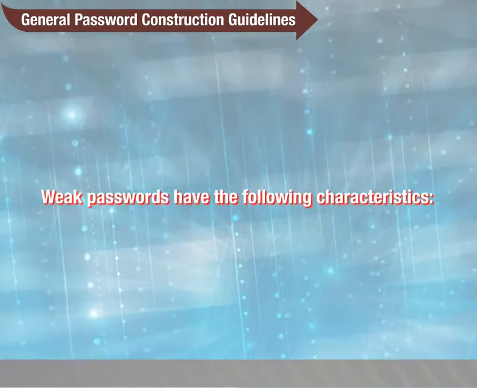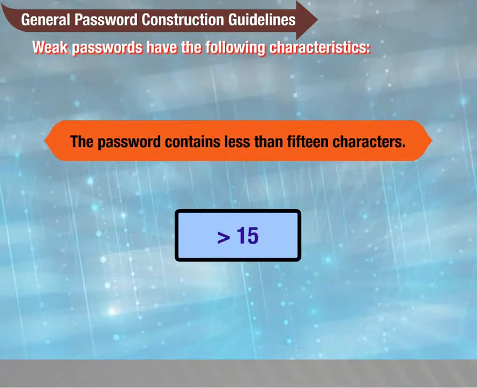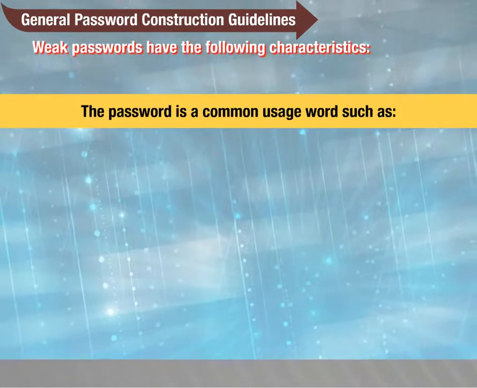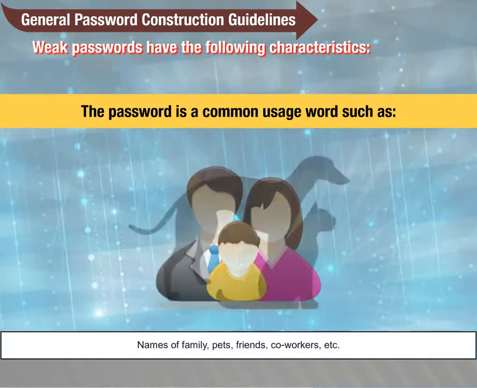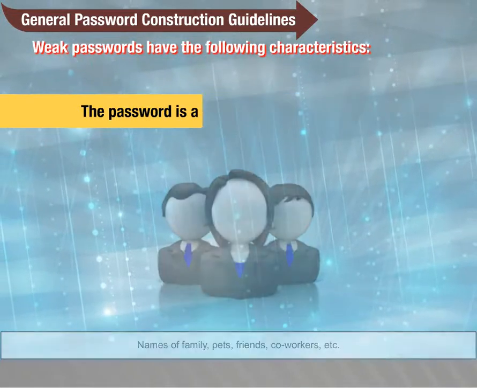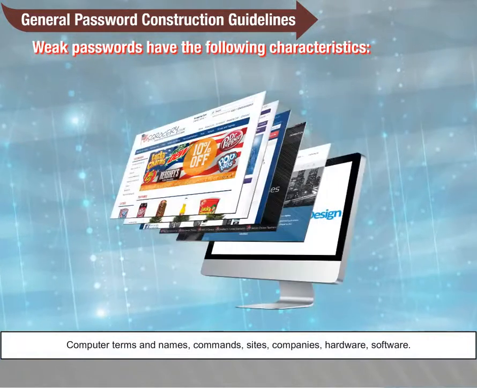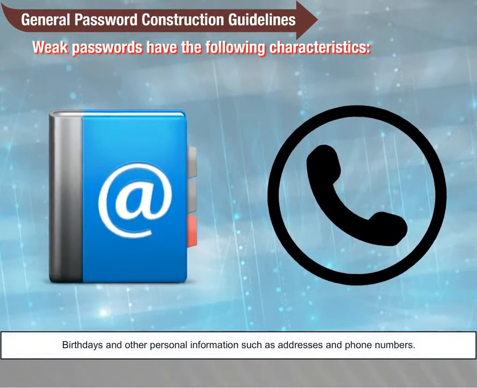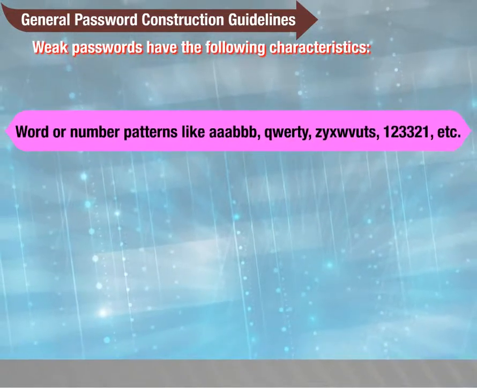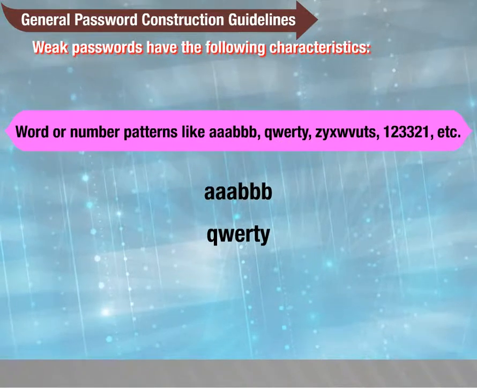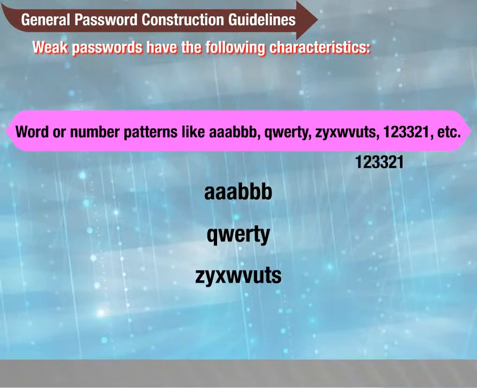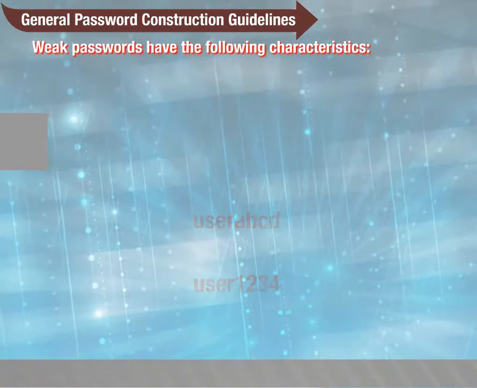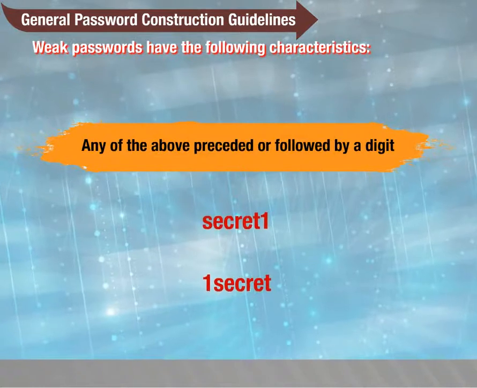Weak passwords have the following characteristics. The password contains less than 15 characters. The password is a word found in a dictionary, English or foreign. The password is a common usage word such as names of family, pets, friends, co-workers, etc. Computer terms and names, commands, sites, companies, hardware, software. Birthdays and other personal information such as addresses and phone numbers. Word or number patterns like AAABBB, QWERTY, ZYXWVUTS, 123321, etc. Any of the above spelled backwards. Any of the above preceded or followed by a digit, for example, secret1 or 1secret.